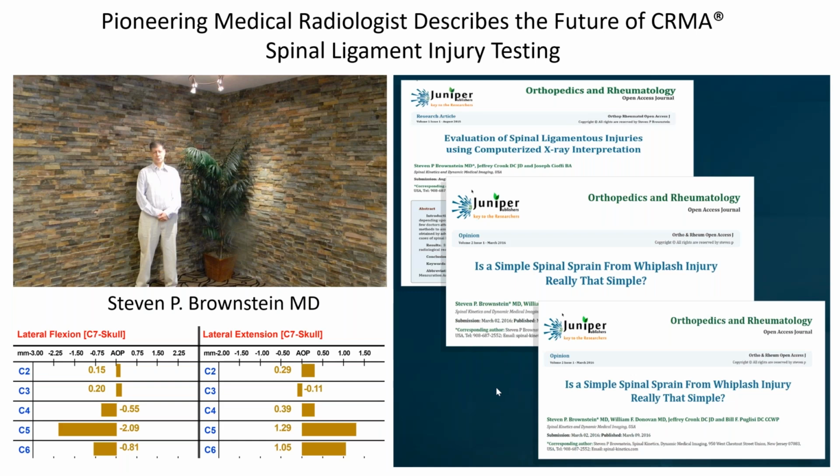The other article is about how the simple spinal sprain is really not that simple. The understanding, or misunderstanding, that it's just a soft tissue injury, 4 weeks, 12 treatments, and the patient's healed, is so false, and so it's a lie. And we're in the process of dispelling that myth, and we're proud to be the company that has solved, or is in the process of solving, this problem.